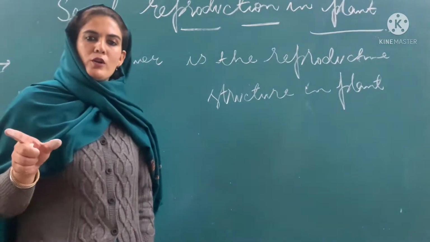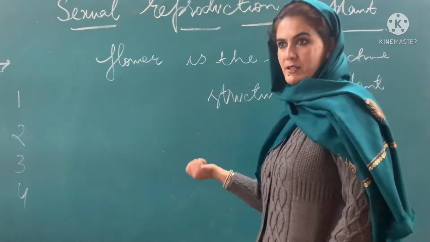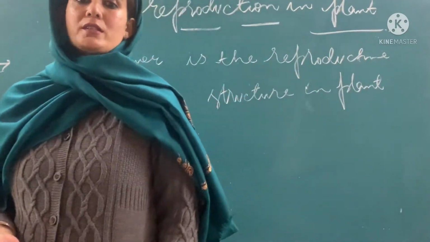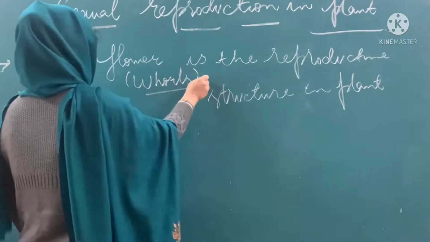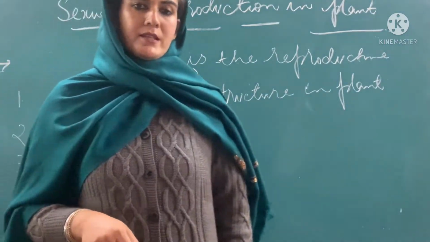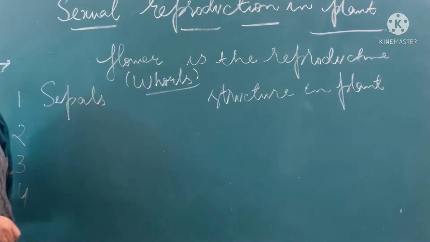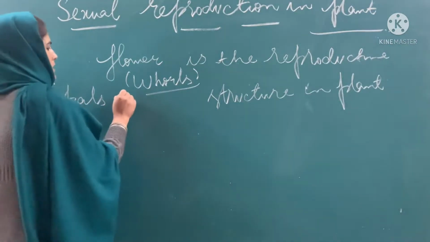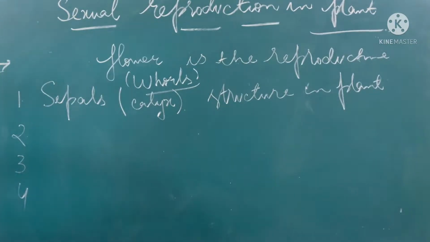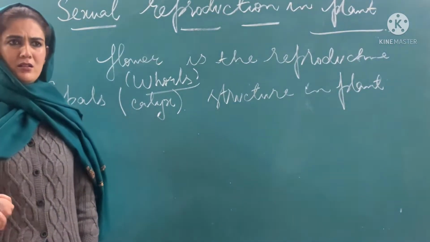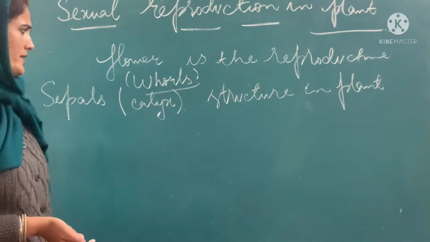A flower has basically four different parts. Mainly, there are four main parts of a flower, which I am going to discuss, and you can also call them whorls. We can call the parts of a flower whorls. So the first part of the flower is sepals. And sepals are also known as calyx. We call them calyx, the unit collectively.